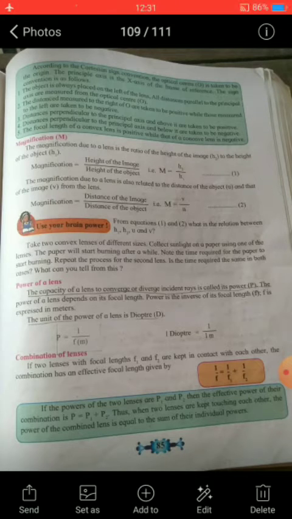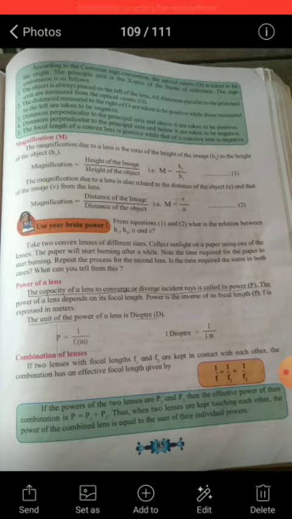It is shown by the formula: magnification is equal to height of the image divided by height of the object, that is m is equal to h2 upon h1. The magnification due to a lens is also related to the distance of the object, denoted by small u, and that of the image, denoted by small v, from the lens. That means magnification is also shown by the formula: magnification is equal to distance of the image divided by distance of the object, that is m is equal to v upon u. Thus magnification can be calculated by this formula.